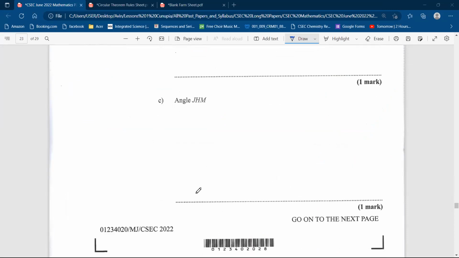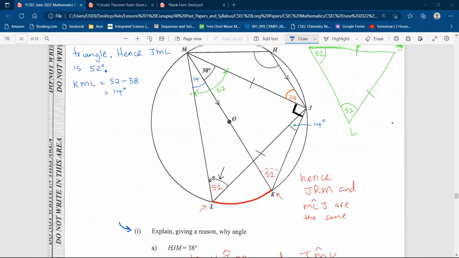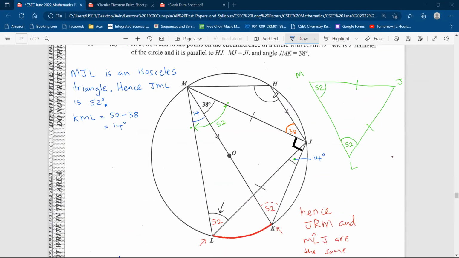Hold on. When will this question finish? JHM. All right, JHM. Which one is that? Oh, that's this guy here, JHM. Well, this one is easy. I'll put the question mark. That's what they want you to find. This one is super easy. It's actually one of the rules you have to use.